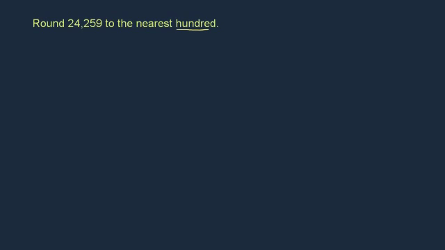So what I'm going to do is draw a number line. Let me draw a number line here, and I'm just going to mark off the hundreds on the number line. So maybe we have 24,000. Let's say this is 24,100, and then we go to 24,200. Then we go to 24,300, and then we go to 24,400. I think you see what I mean when I'm only marking off the hundreds. I'm going up by increments of 100.